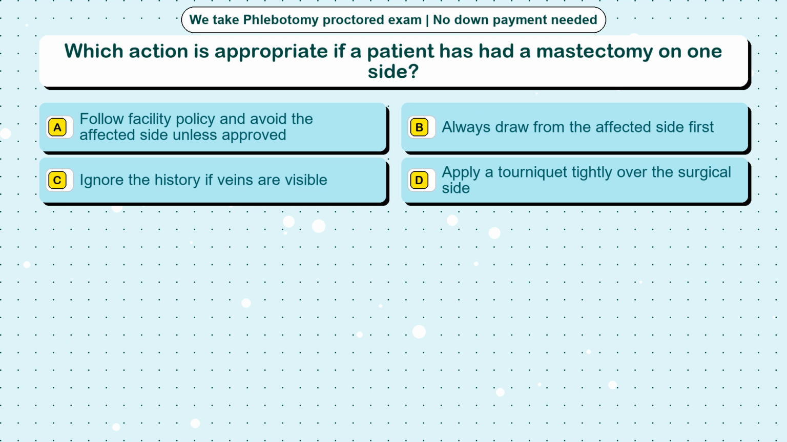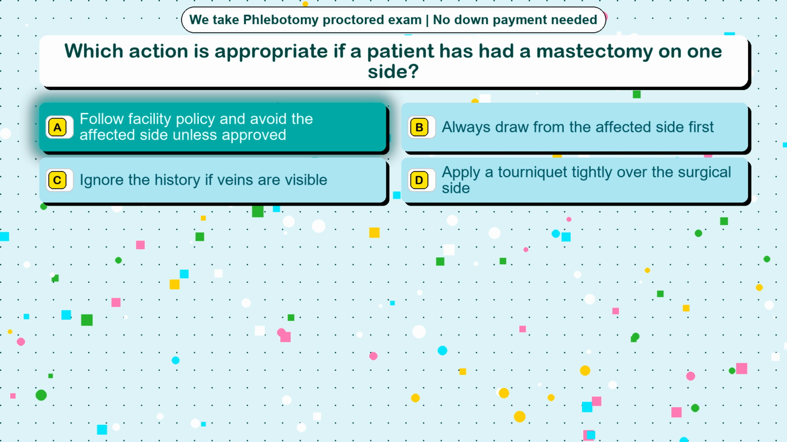Question 32. Which action is appropriate if a patient has had a mastectomy on one side? Option A. Follow facility policy and avoid the affected side unless approved. Option B. Always draw from the affected side first. Option C. Ignore the history if veins are visible. Option D. Apply a tourniquet tightly over the surgical side.